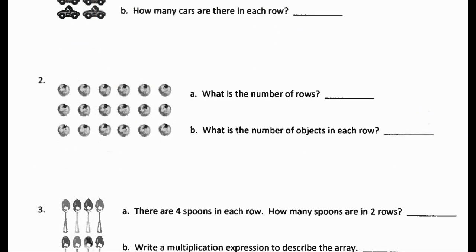Now look at number 2. Same thing. What is the number of rows? Just tell me. 3. That's going across like this, right? How many objects in each row? 6. Good.